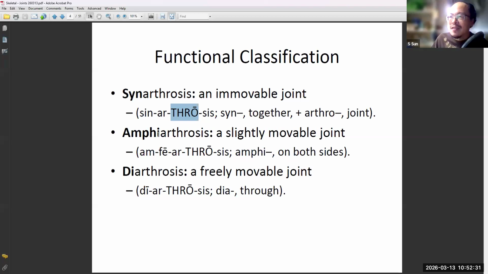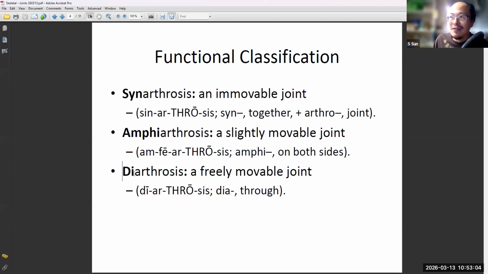A little bit of movement is called amphiarthrosis. And the one that allows you to be freely movable, with more freedom to move, not totally free but more freedom, is called diarthrosis. Dia means through, like diaphragm, through.